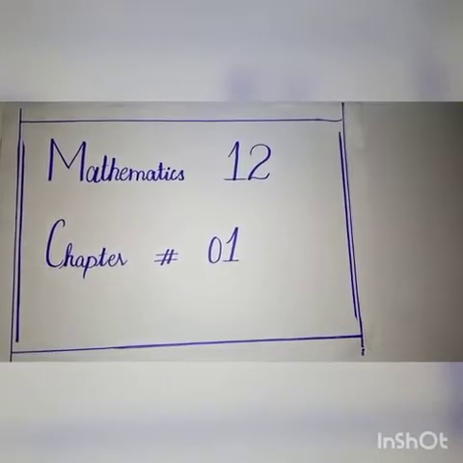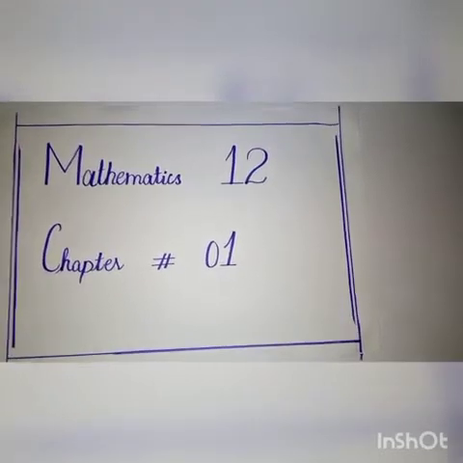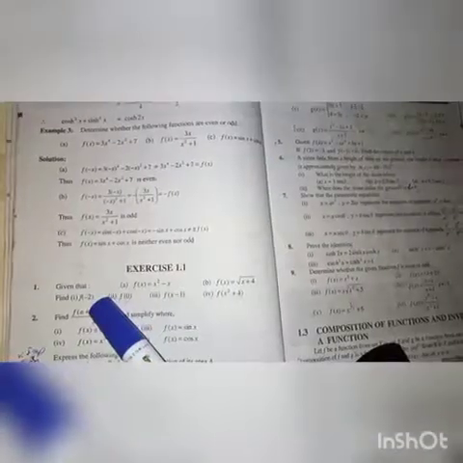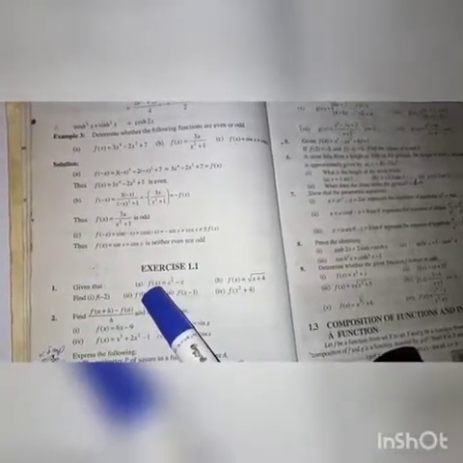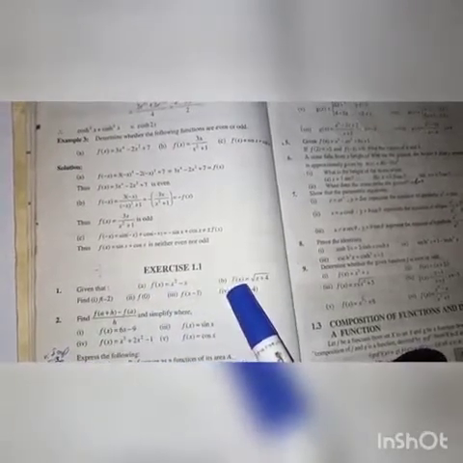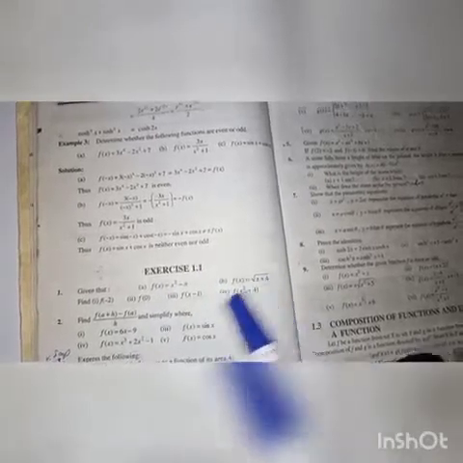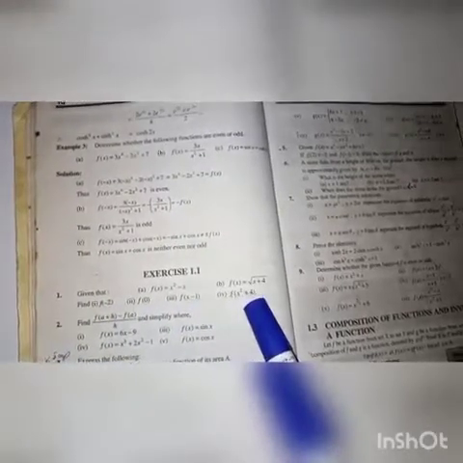Today we are going to start exercise 1.1. First question of exercise 1.1. Given that in A part, function f of x is equal to x square minus x, while in B part, function f of x is equal to under root x plus 4. Calculate f of minus 2, f of 0, f of x minus 1 and f of x square plus 4. These are required terms. Now I am solving first part.